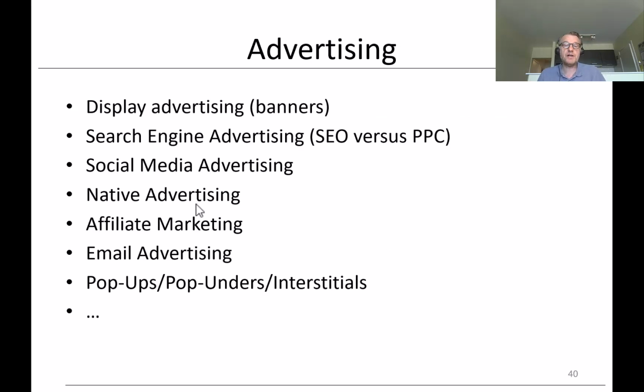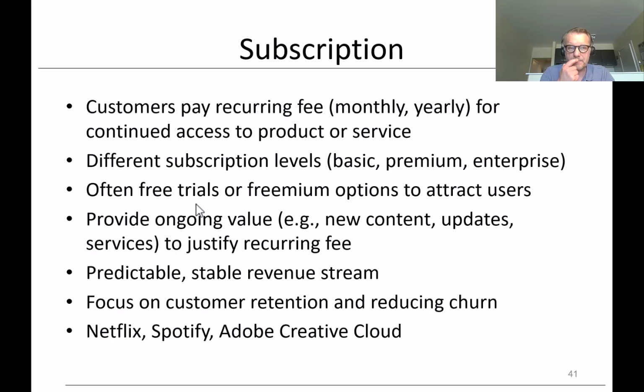Advertising has different types of advertising models, display advertising through banners. There's search engine advertising using Google, such as search engine optimization or pay-per-click. We will elaborate on that later on in the chapter. There's social media advertising, like on Instagram. There's native advertising, affiliate marketing, email marketing, pop-ups, pop-banners, interstitials. All of that will be discussed in more detail when we tackle the section on online advertising.